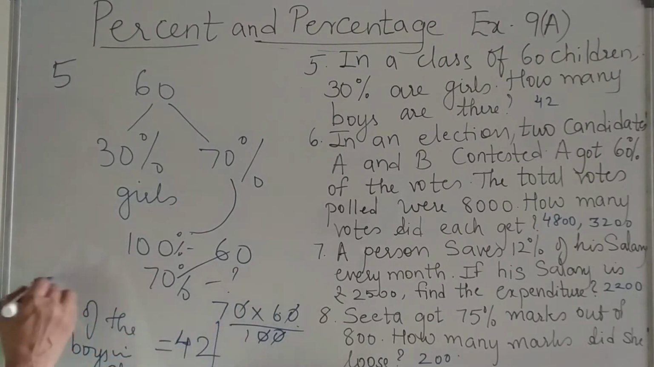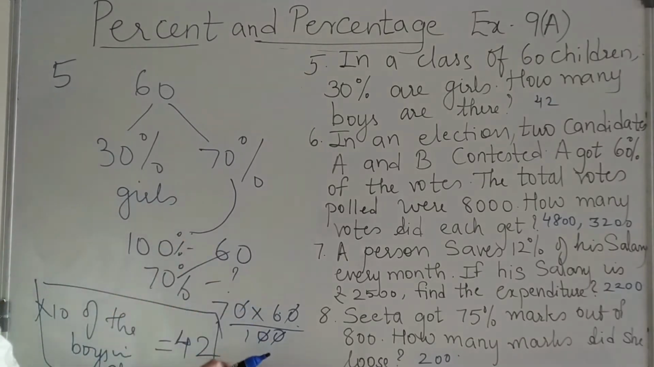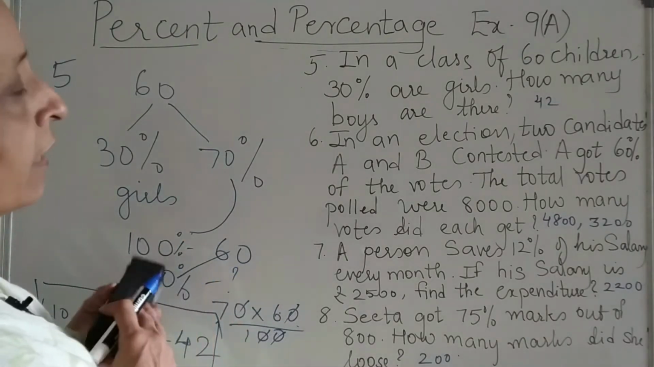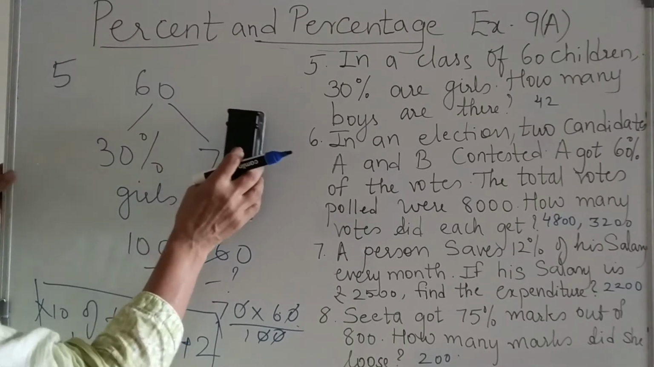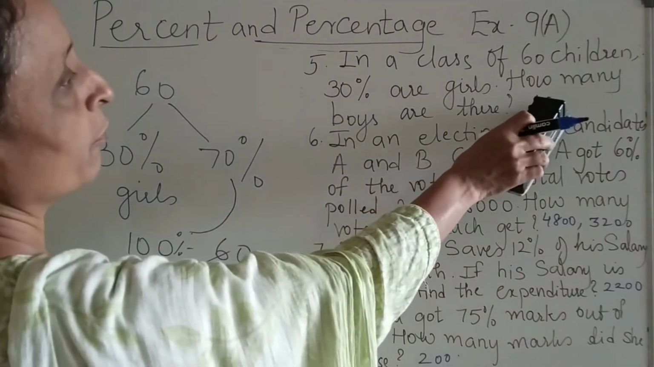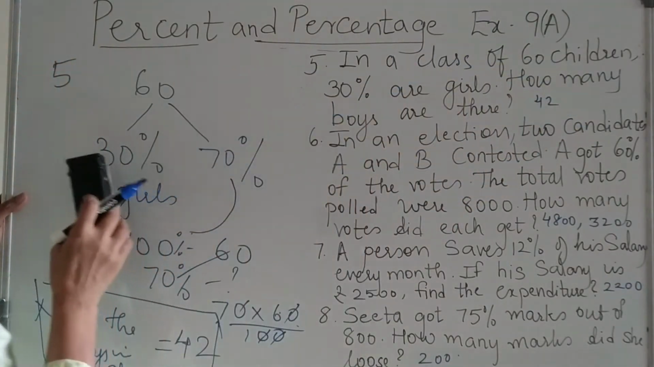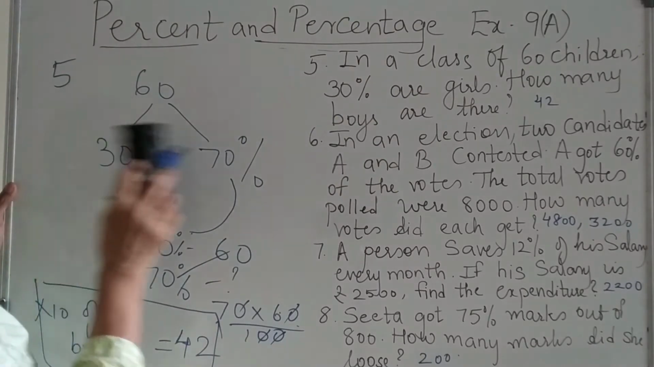So this is the answer. You write the answer in a rectangle. Write the steps neatly to get full marks. So you have got there are 42 students in the class.